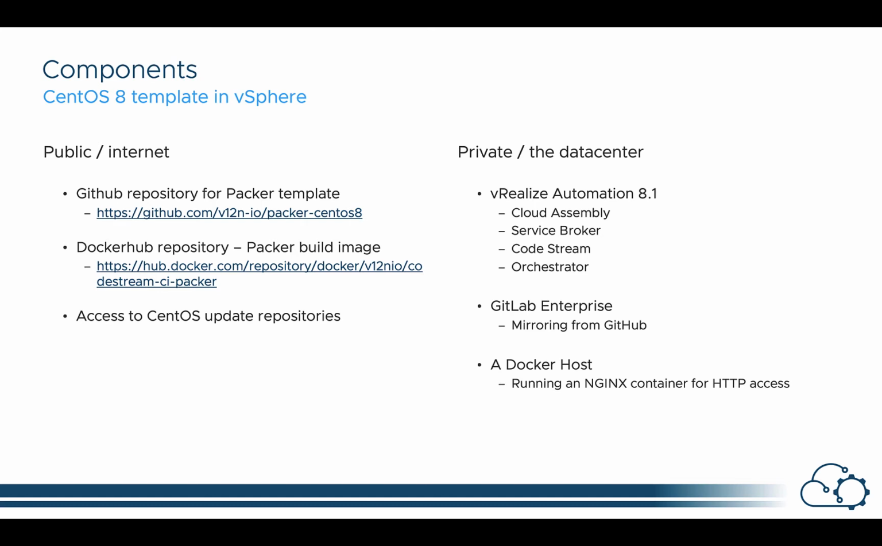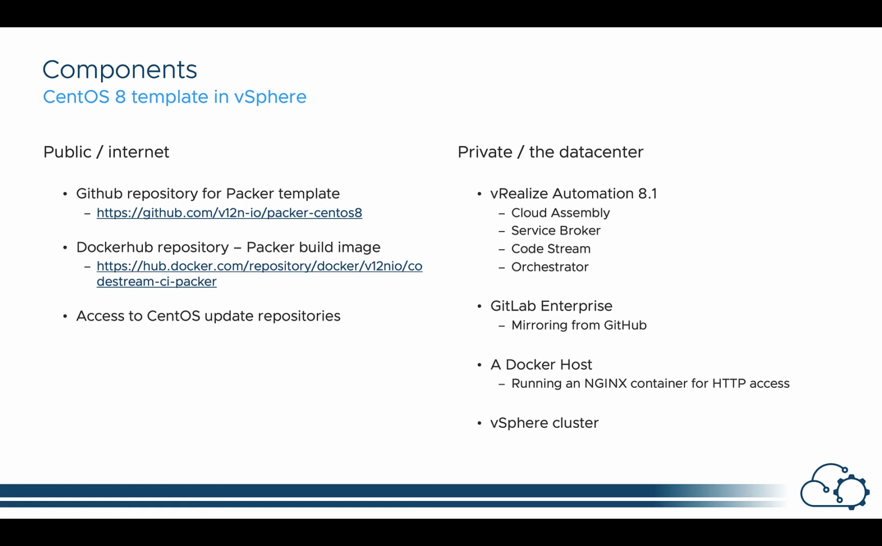Another component that we'll need is a Docker host. This Docker host is required to run the Packer build image that we'll pull down from Docker Hub. Now, on that Docker host, I already have a running Nginx container that's running a very simple web server instance hosted on port 80 that's there purely so that my CentOS template has somewhere to get its kickstart configuration file from.